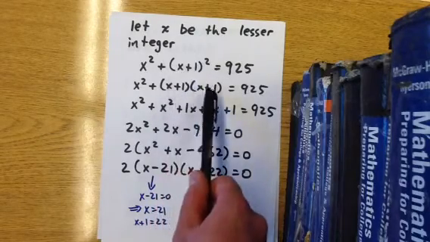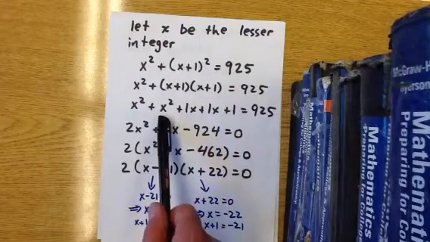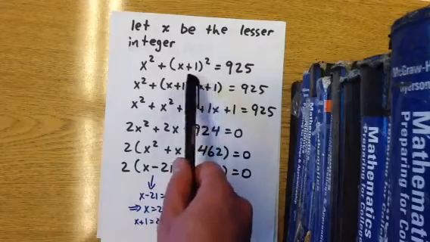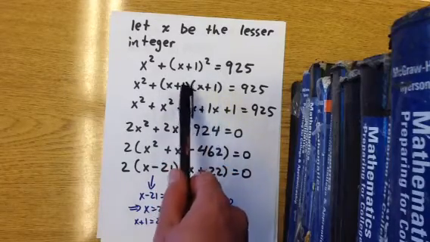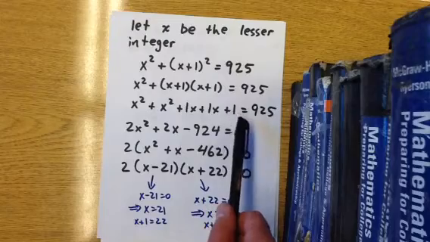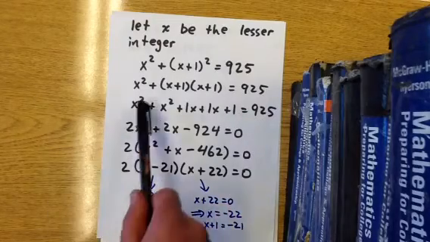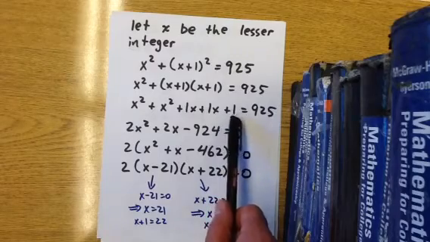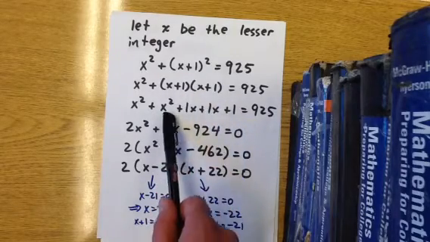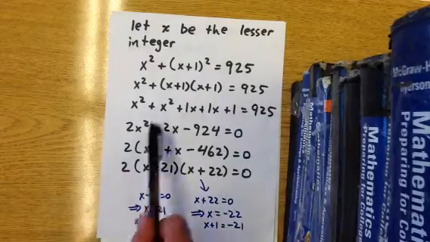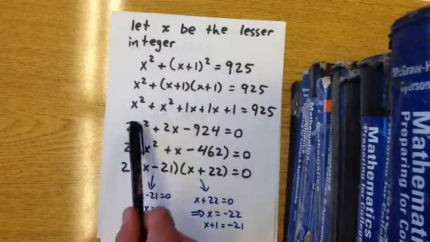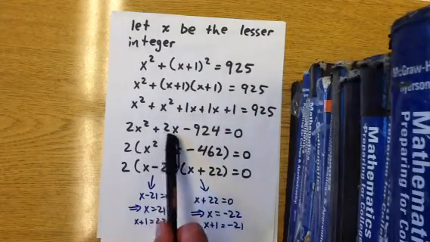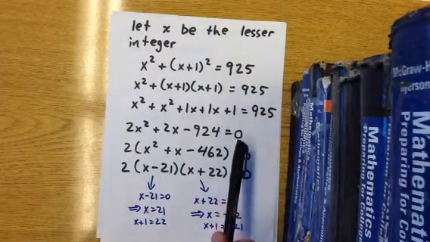x plus 1 times x plus 1 is the same as x times x, which is x squared, plus 1x plus 1x plus 1. And all of that equals 925. So x squared plus the second integer squared equals 925. Well, simplifying, collecting like terms, we get x squared plus x squared is 2x squared, x plus x is 2x, plus 1 equals 925.